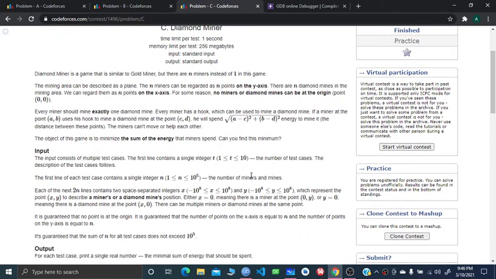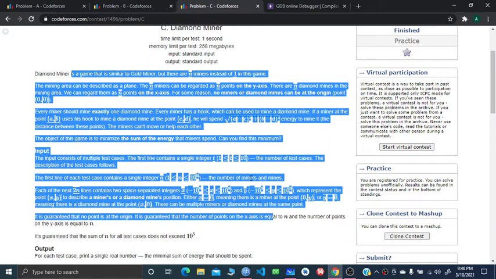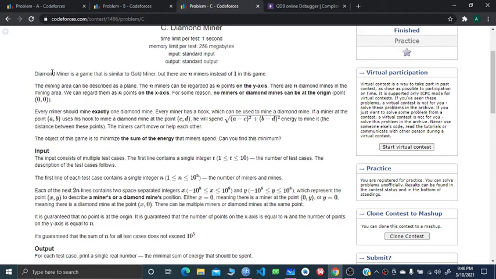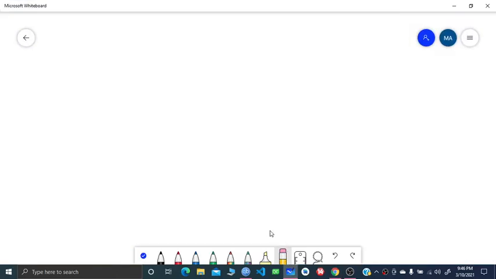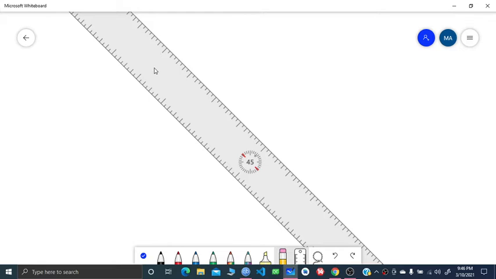In this problem, I'm not going to describe the problem statement. For me, this problem was easier than problem A. I'll explain it, and it won't take much time. And what was the name? Diamond Miner. Okay.